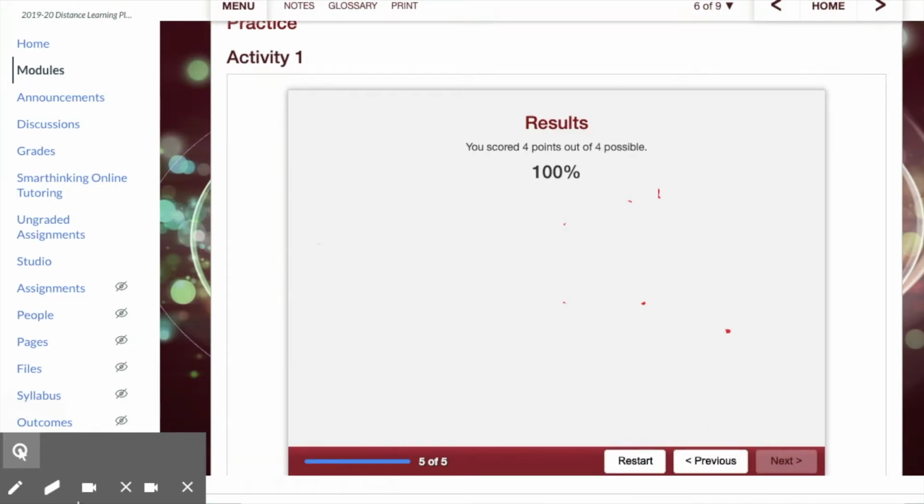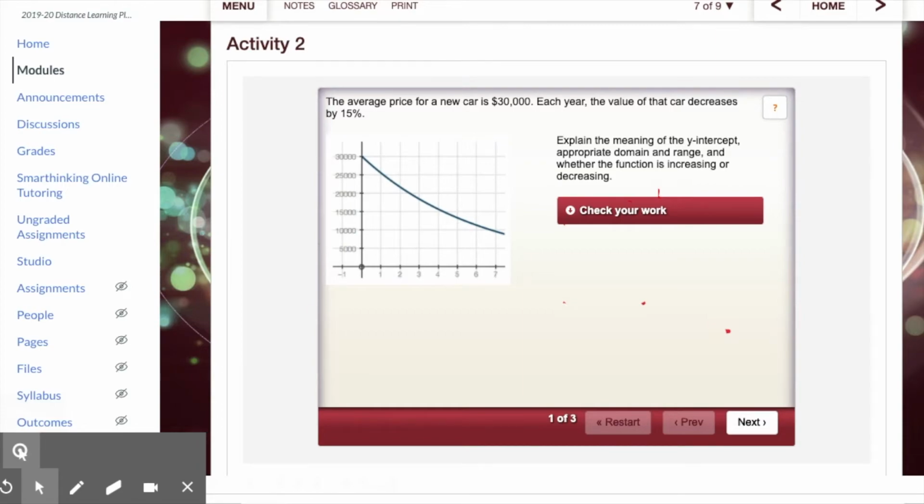Sweet. All right, guys, here we are on page 7 with just a couple more practice problems. So it says the average price of a car is $30,000. Each year, the value of the car decreases by 15%. Before I read the question, I'm going to analyze what's going on here. I have just numbers like 1, 2, 3, 4. I'm going to assume that that's going to be the years.